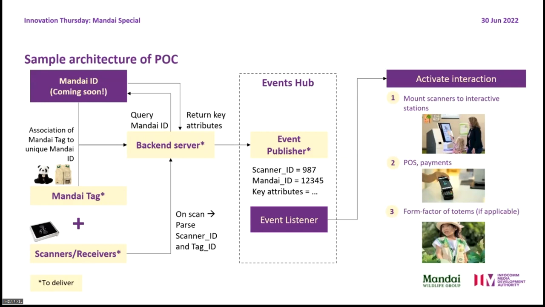So for example, if I'm here and I have a unique Mandai ID, I just go to the interactive station and tag it. They have to be able to understand who I am and which station I'll be interacting with at that point in time. So this is just a sample architecture of what we perceive the proof of concept to be. And feel free to surprise us as well. If you have better solutions, definitely we'll invite you to come and tell us about it. Yeah, but these four that I've highlighted are the ones that you will need to deliver.